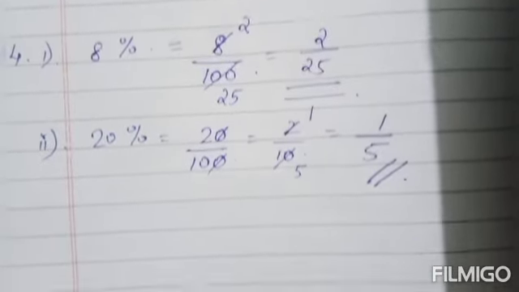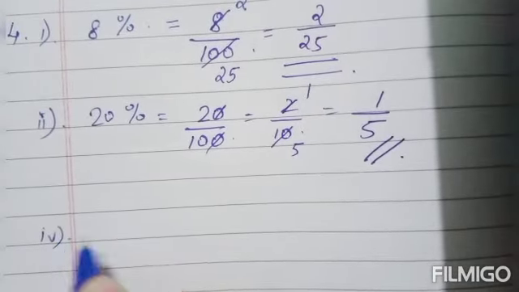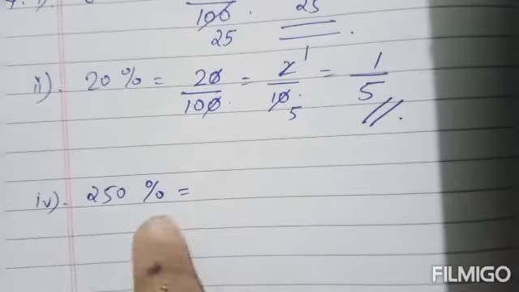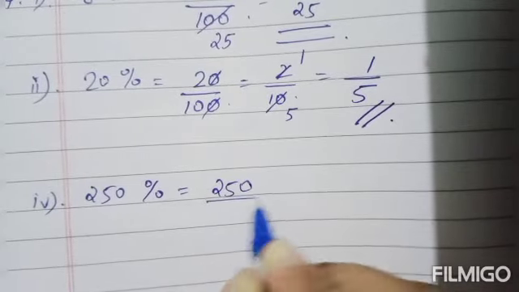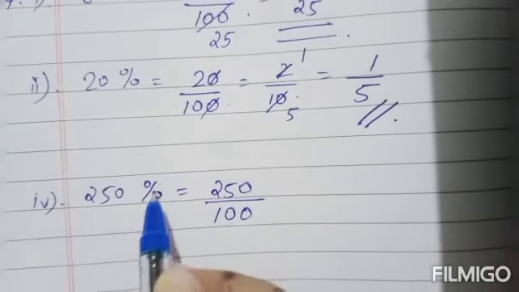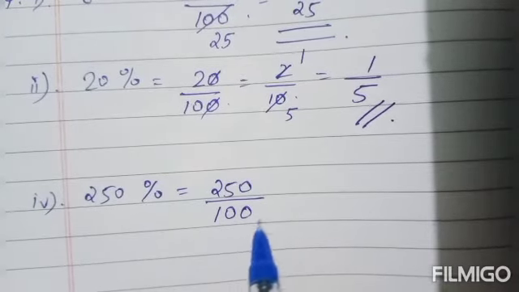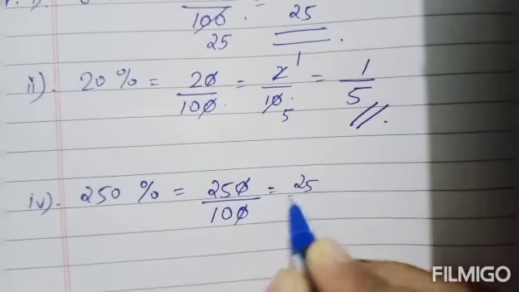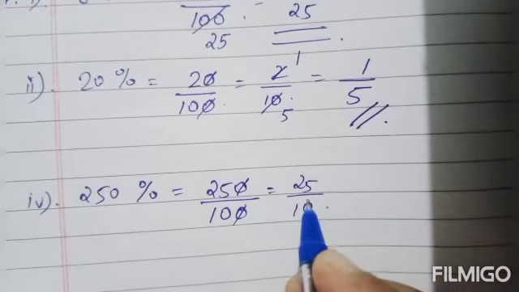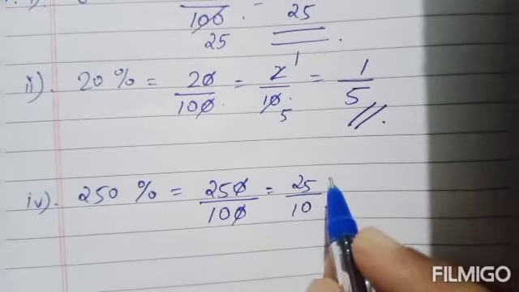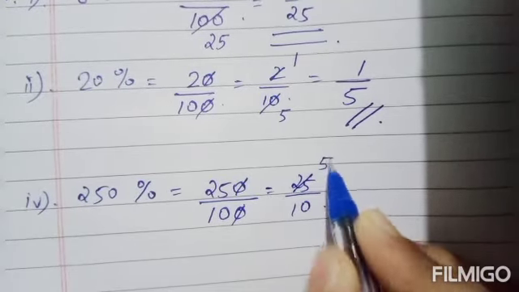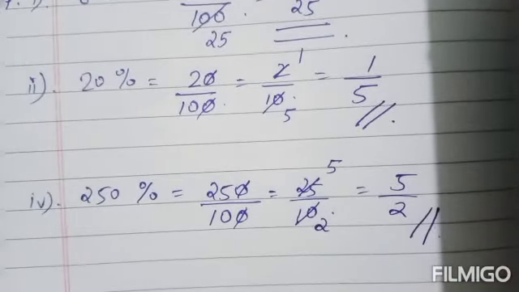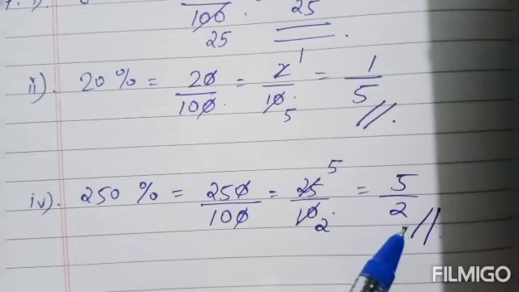Okay. Next, fourth one, 250%. 250% means it is 250 by 100. Remove the percentage sign and divide it by 100. Now one zero we can cancel. So you will get 25 by 10. Now 25 and 10 both will go in 5. So 25 divided by 5 is 5, 10 divided by 5 is 2. So what will you get? 5 by 2. Okay, this is the fraction in its lowest term.